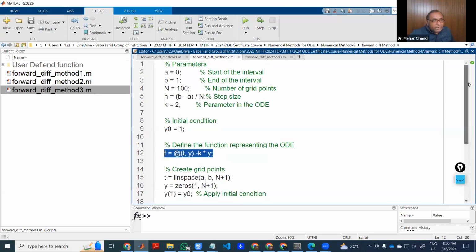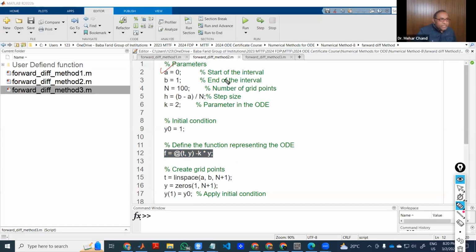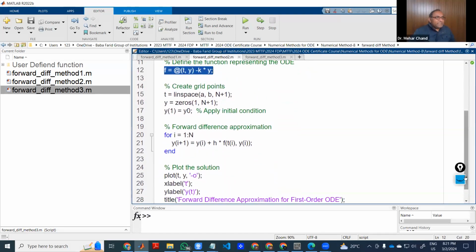Yes, so we need to initialize the interval. You can see this is the initial point and this is the last point. The interval we have is 0 to 1. The number of points we are choosing for the grid is 100, h will be equal to b minus a upon n, and you can choose the value of k as 2. You can manipulate this. This is the initial condition, same as in the last example. Only in this one example we apply all these 3 methods: backward, forward, and central. All the other parts are the same.